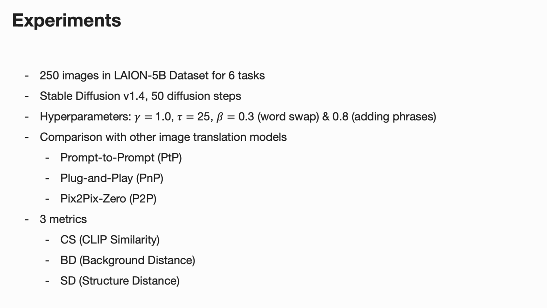First, CLIP similarity calculates the alignment of target prompts and generated images. Second, background distance calculates the distance of backgrounds in source and target images using LPIPS. Finally, structure distance calculates the structure distance in source and target images using self-attention maps in ViT.